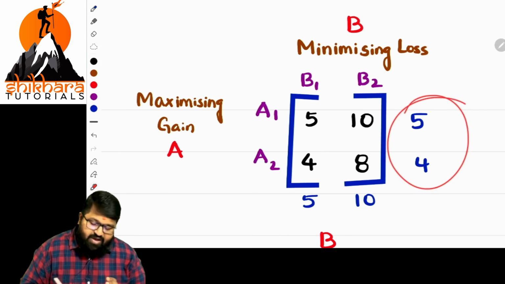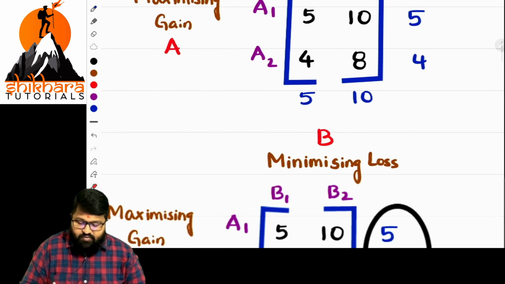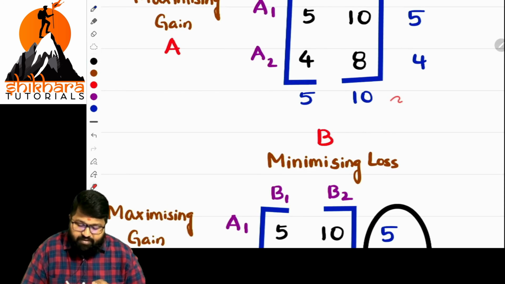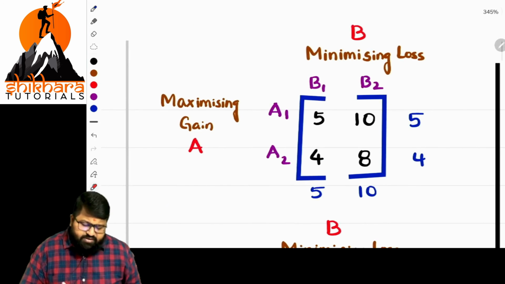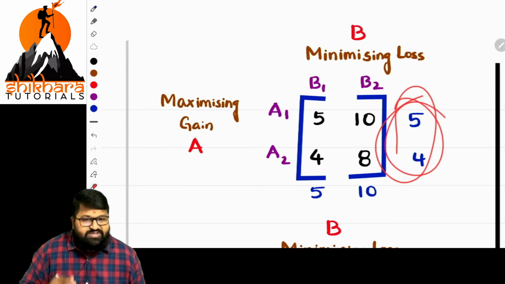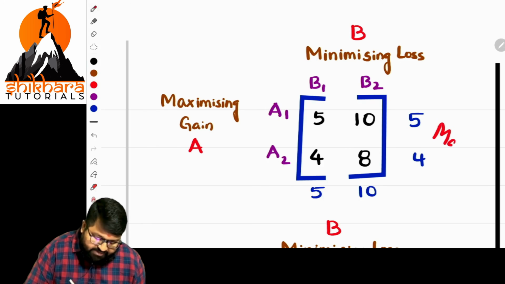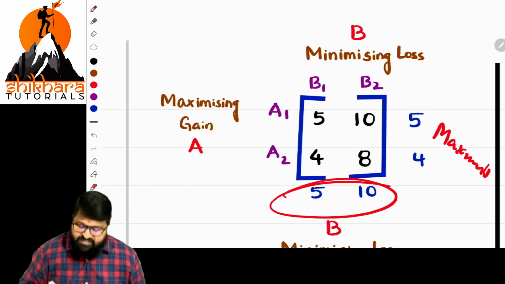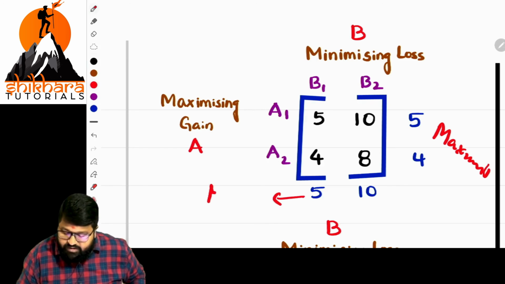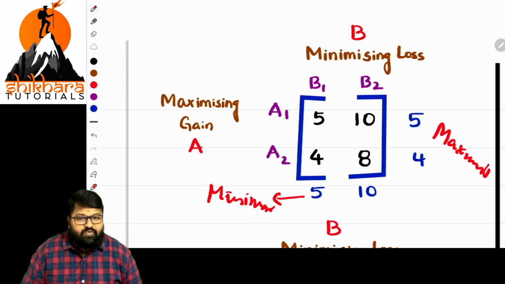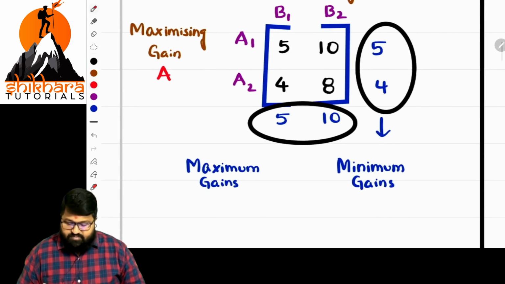This maximum value is known as maxi-min, and this is known as minimax. So from the minimum values, we identify the maximum value. These are the minimum values, the minimum gains, and from them I take the maximum value, which is maxi-min. And these are the highest values, the maximum losses. From those, I identify the minimum, so this will be minimax. Am I clear? If so, fine. Let us go to the next step. These are the maximum losses, and these are the minimum gains.